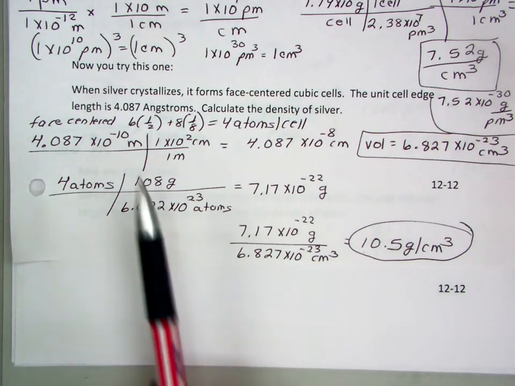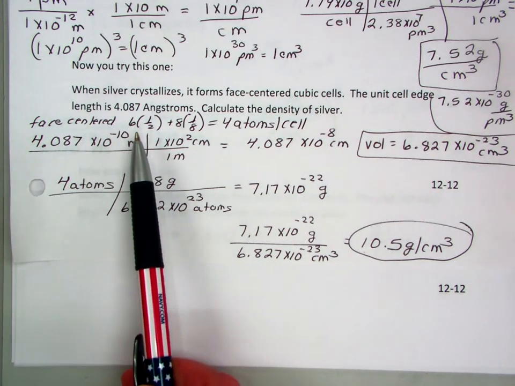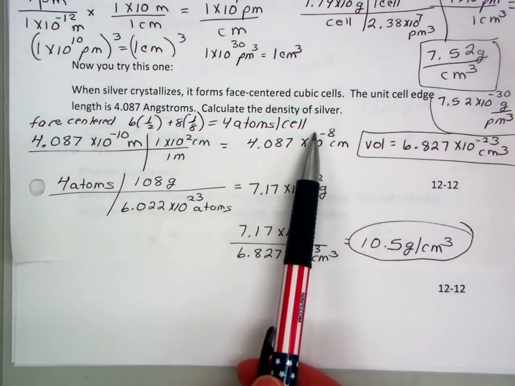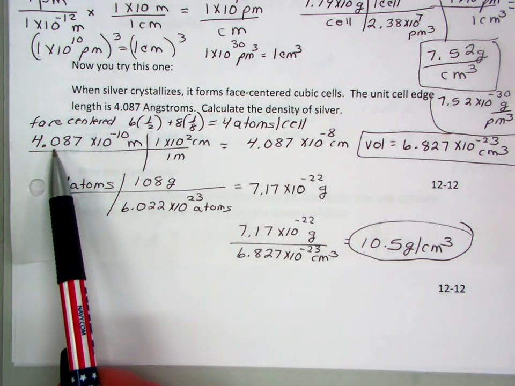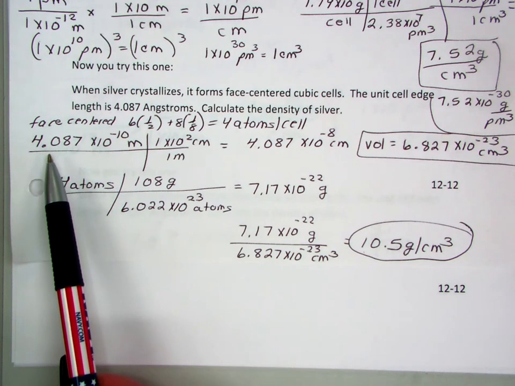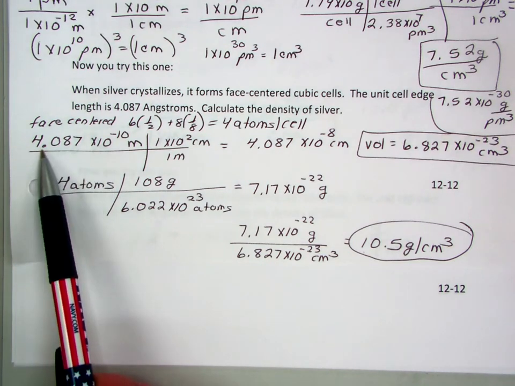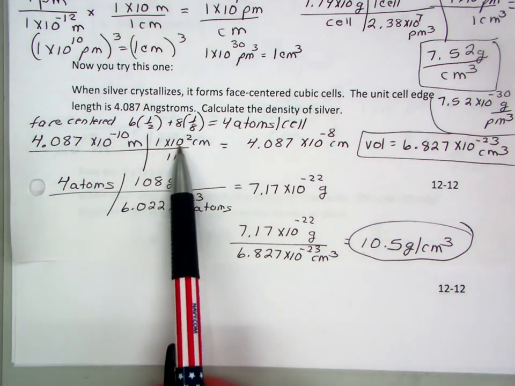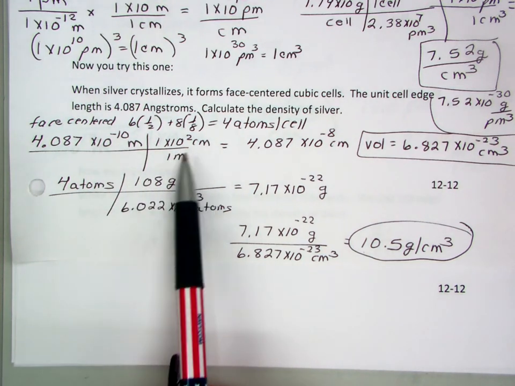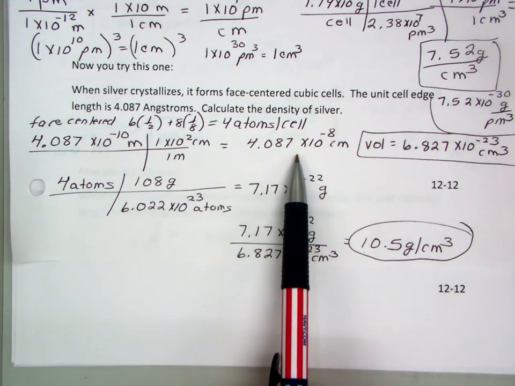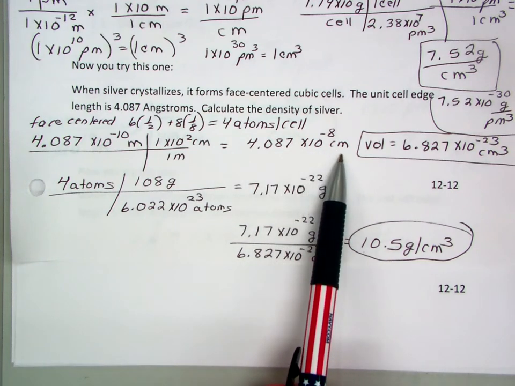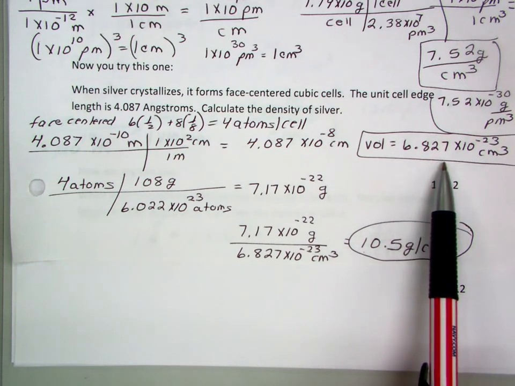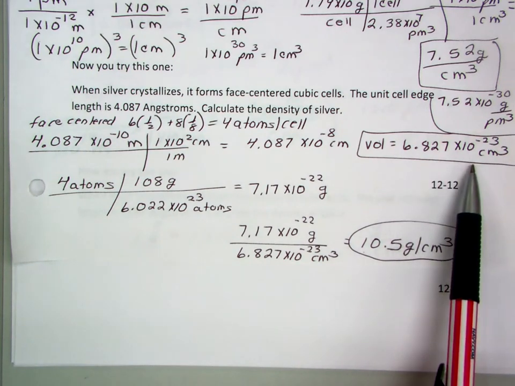Because it's a face-centered cube, we have 6 faces with a half of atom, plus 8 corners with an eighth, so we have 4 atoms per cell. And we know that 1 angstrom is 1 times 10 to the negative 10th meters, and I know 4.087 times 10 to the negative 10th meters. There are 1 times 10 to the second centimeters, or 100 centimeters in a meter. So I have 4.087 times 10 to the negative 8th centimeters. If I cube this number, I get a volume of 6.827 times 10 to the negative 23rd centimeters cubed.